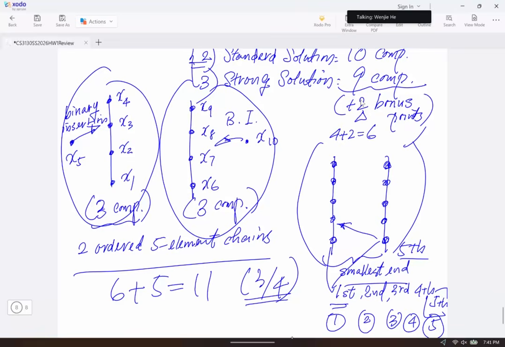I can use these 10-something minutes. Let me post the second part, the computation part. All right, so that's it.